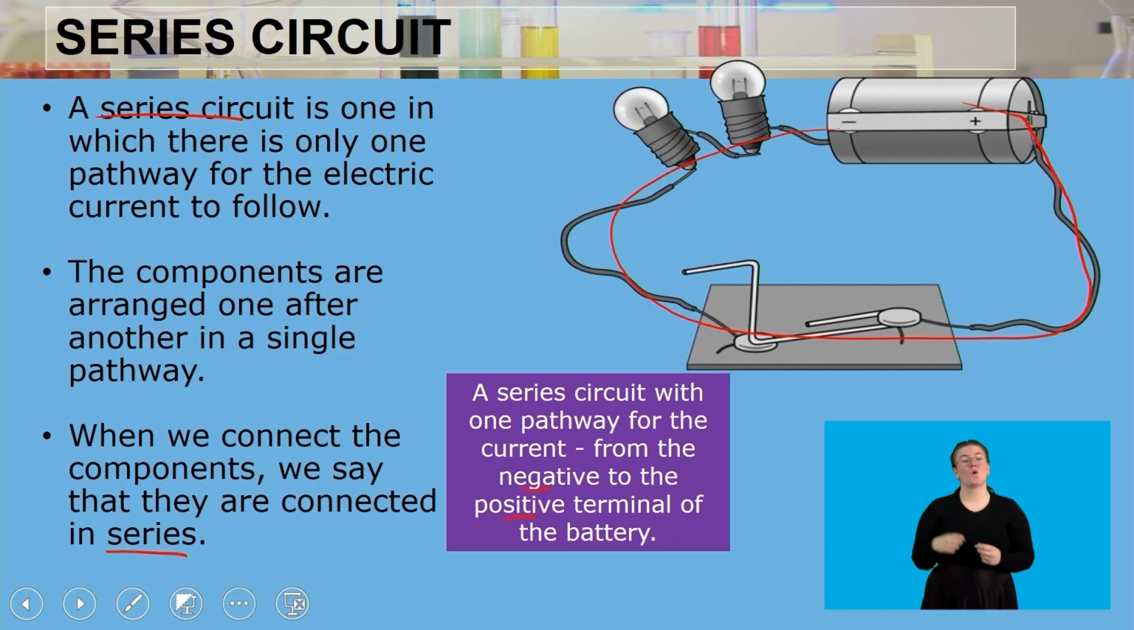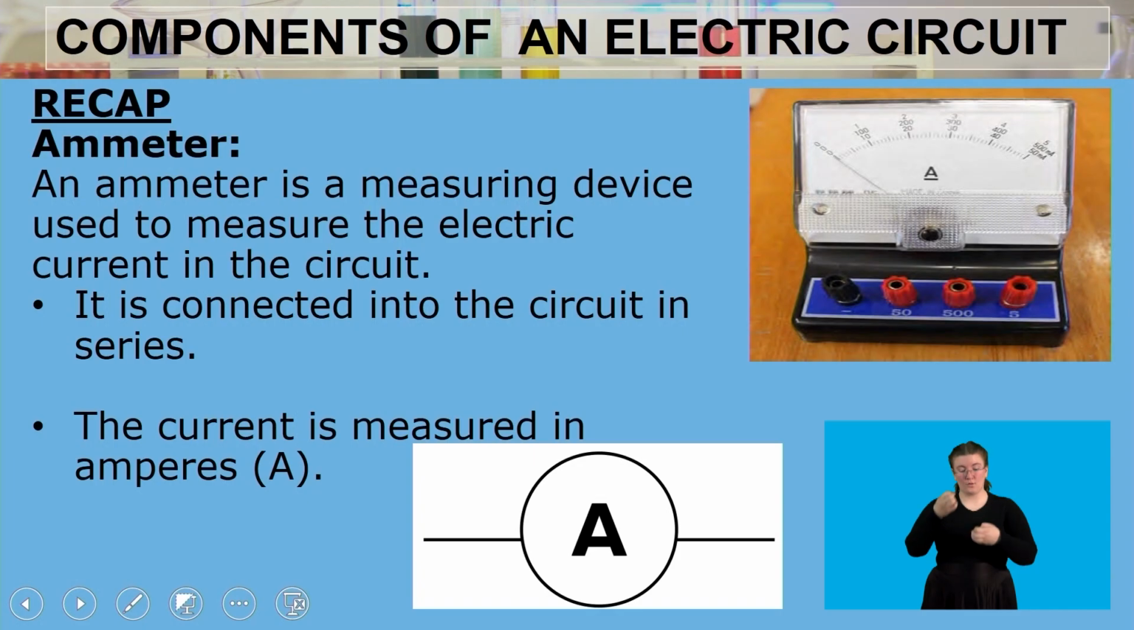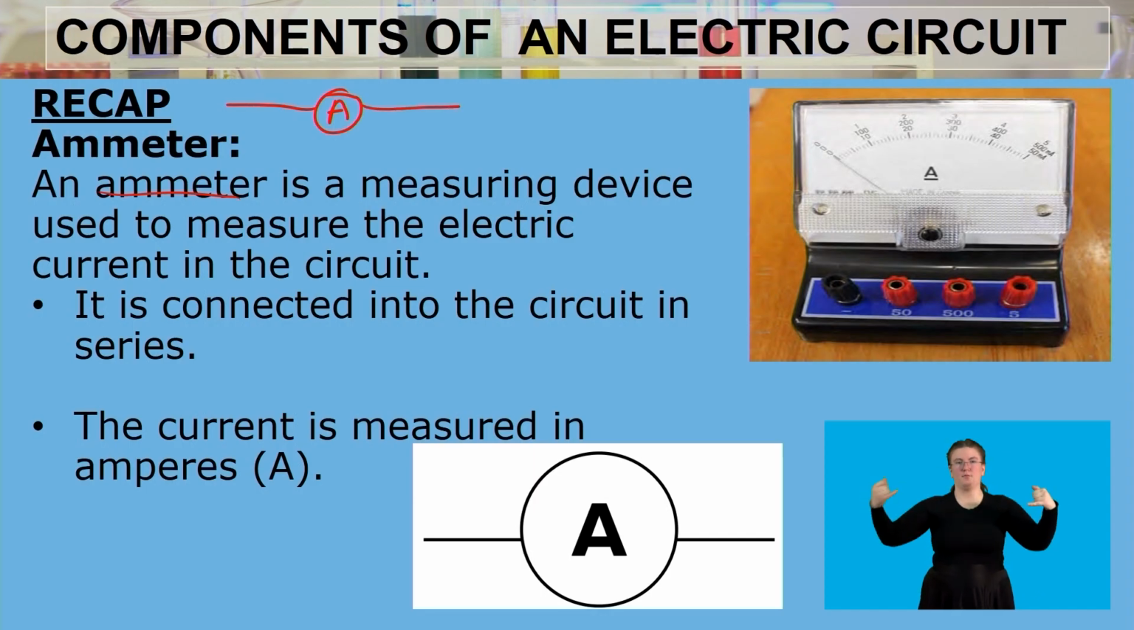In addition to that, the components that you find in an electric circuit are as follows. We have an ammeter. An ammeter is a measuring device that is used to measure the electric current in a circuit. So in order to measure the current inside the circuit, we use this device called an ammeter. The symbol for an ammeter in our electric circuits is an A inside a circle, placed in between the wires in the circuit.